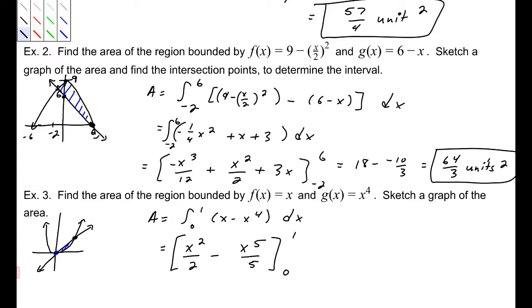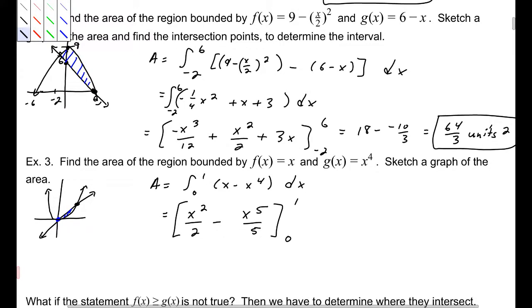from 0 to 1. Now, plugging 1 in here is easy enough: 1/2 minus 1/5, which is 3/10. Minus plugging 0 in there, we get 0. So the answer here is 3/10 units squared.